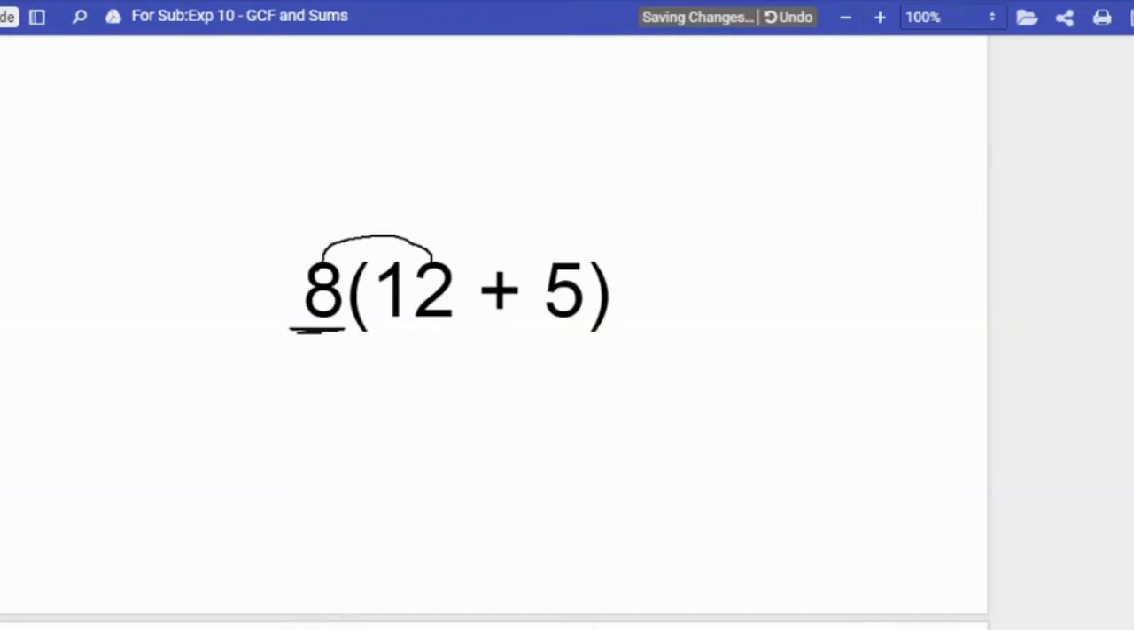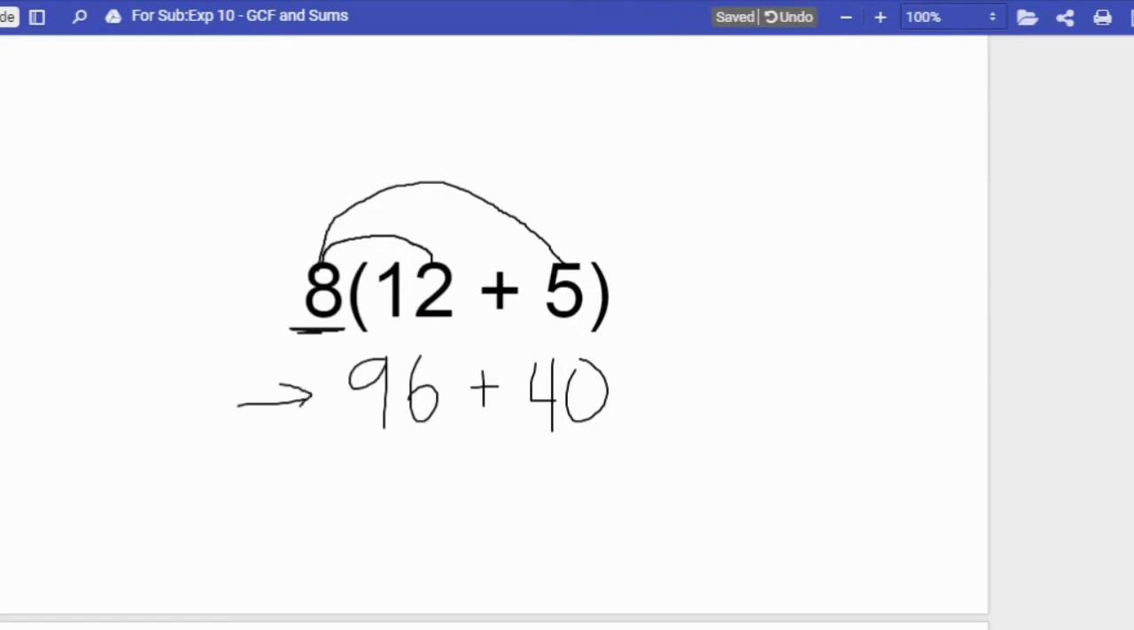When you do these, I want you to draw those lines. It'll just help your mind visually see that you're taking that 8 to both numbers. So 8 times 12 is 96, and 8 times 5 is 40. We keep the sign the same. So we created an equivalent expression right here. This expression and that expression, 96 plus 40, are the same thing.